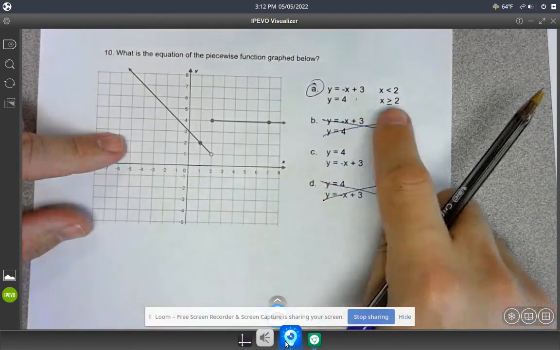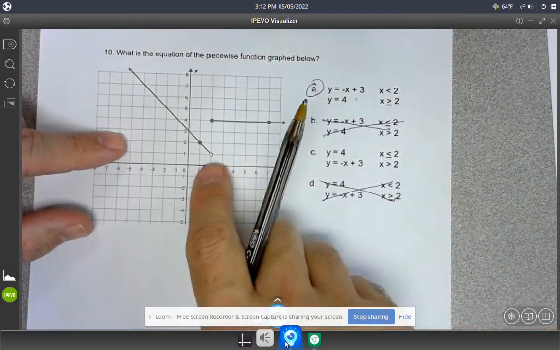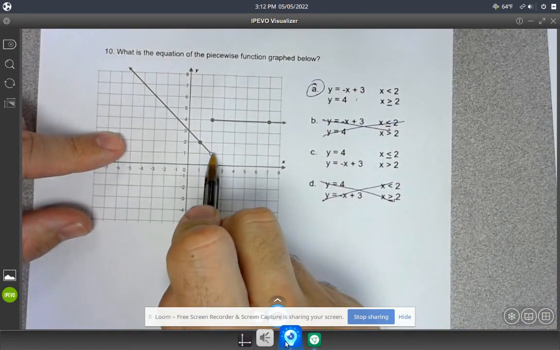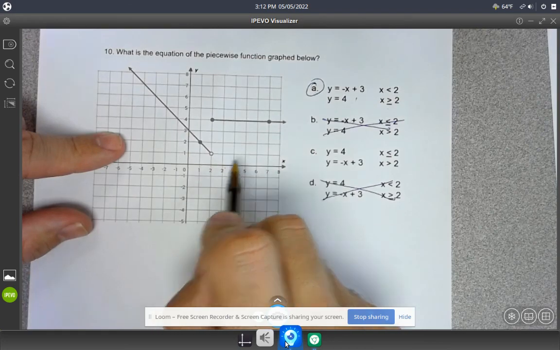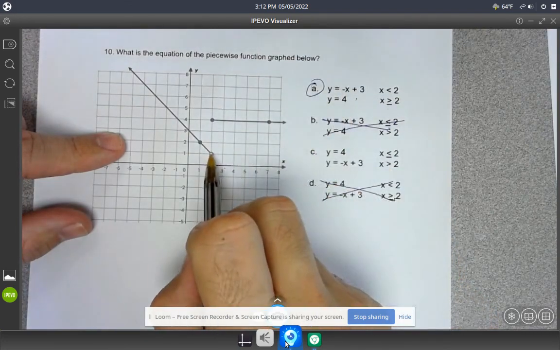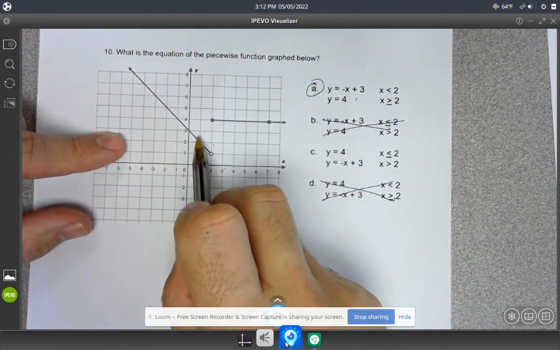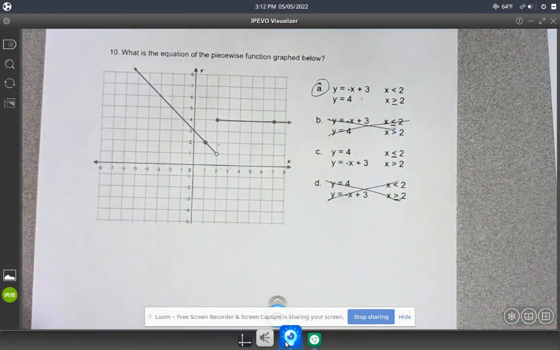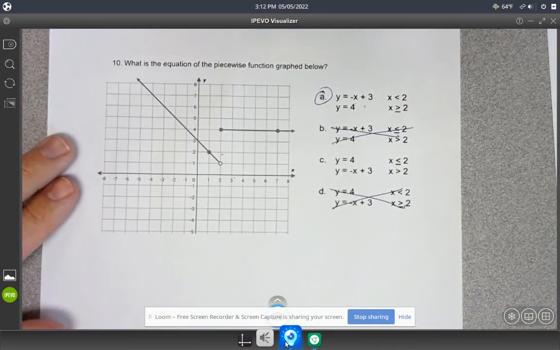For the other one, it starts off at 2 right here, and instead of going down 1 over 1, for a -1 for a slope, we're graphing it backwards. So up 1, left 1, up 1, left 1. All right. That's why option A is the correct answer for that one.